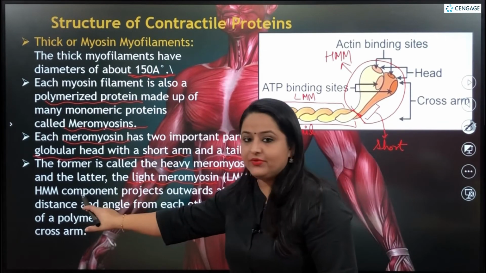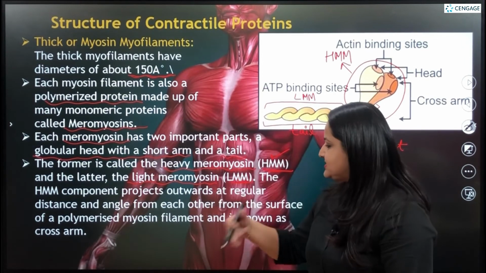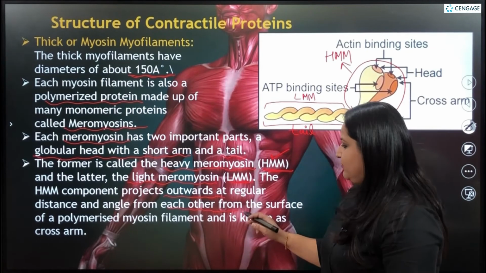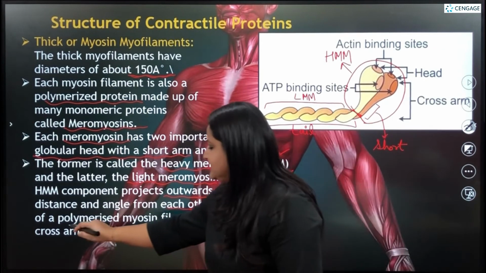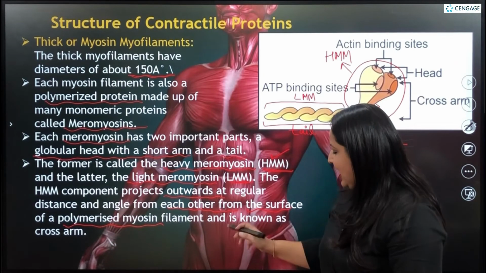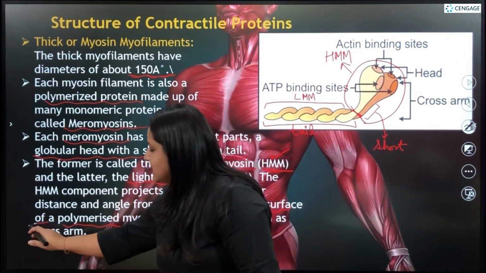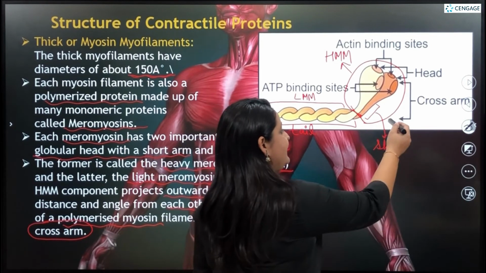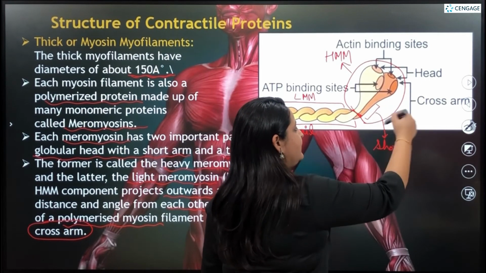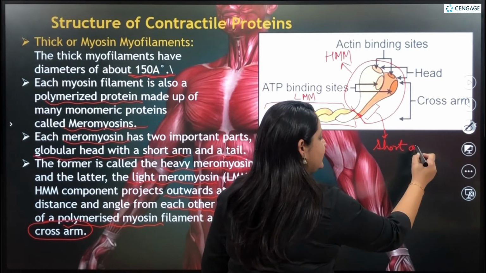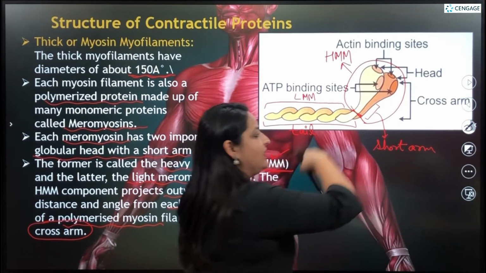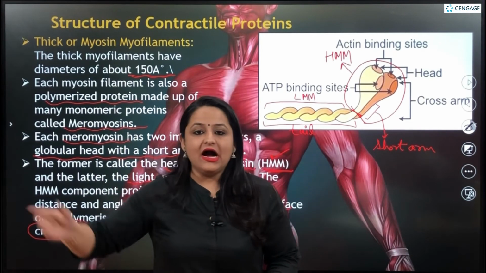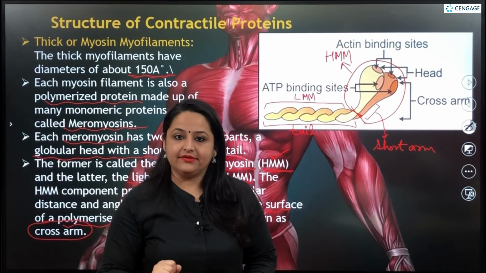The HMM component projects outwards at regular intervals and forms an angle from the surface of the polymerized myosin filament. And it is known as the cross arm as well. So this complete part, the head and the short arm, is actually known as the cross arm. And at regular intervals, it keeps on projecting out from the whole length of the filament.